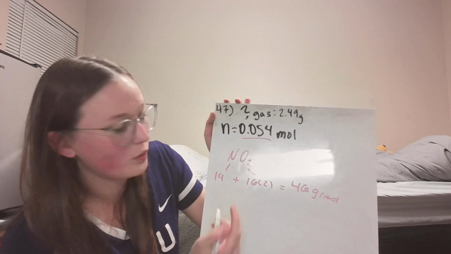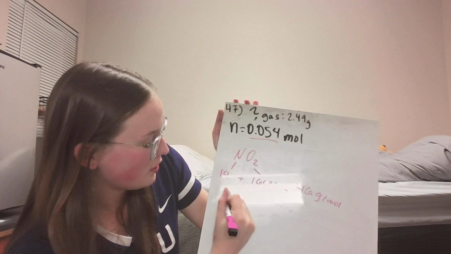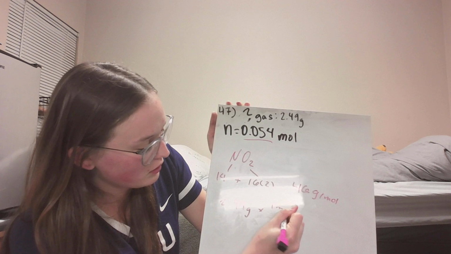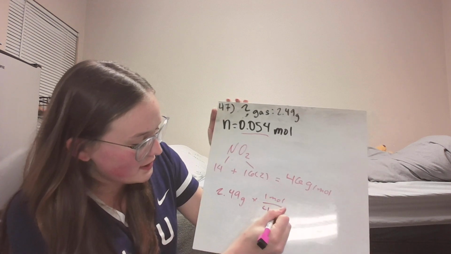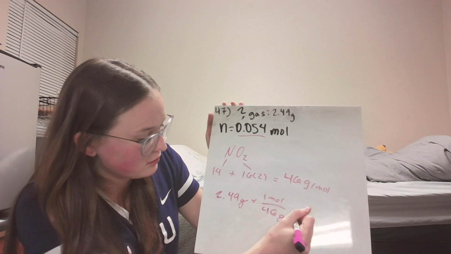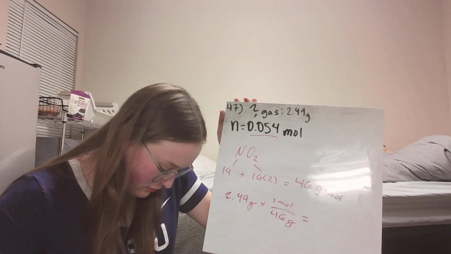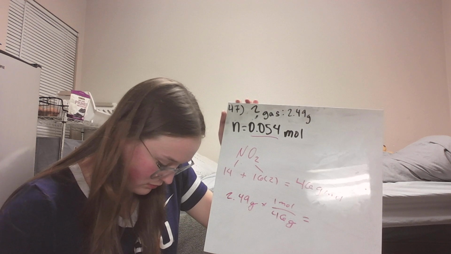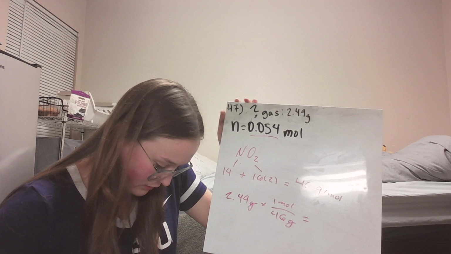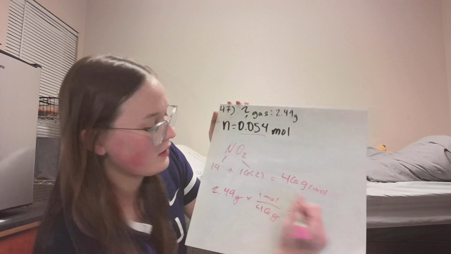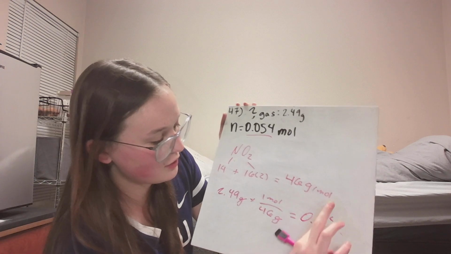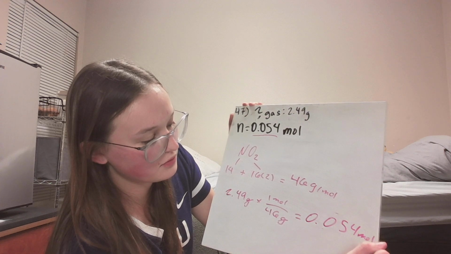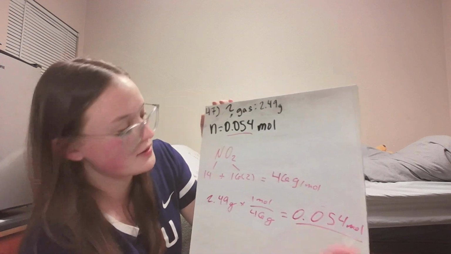So, when we're rushing, we're going to do 2.49 grams times 1 mole over 46 grams. Grams cancel. So that equals 2.49 divided by 46 is equal to 0.054 moles. Yay! We know that this is equal to this.